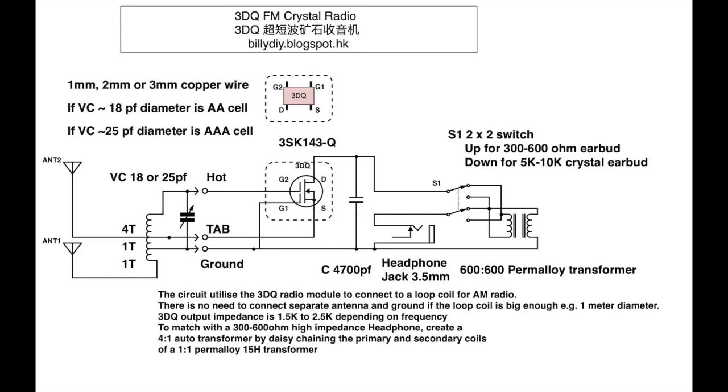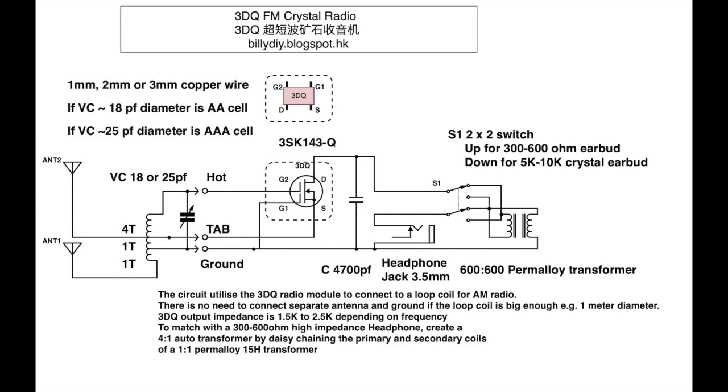The coil has a total of 6 turns. The first 5 turns are connected in parallel to the variable capacitor, so we can tune the entire FM frequency range. There's a tap after 1 turn from ground that connects to the 3DQ as a detector input. There's 1 turn after ground that connects to antenna 1.